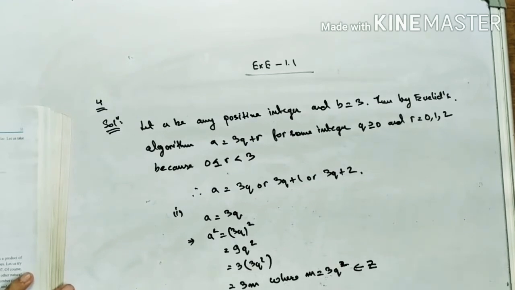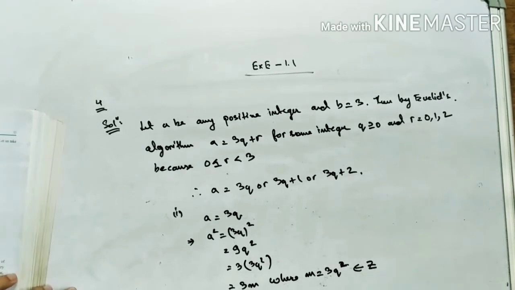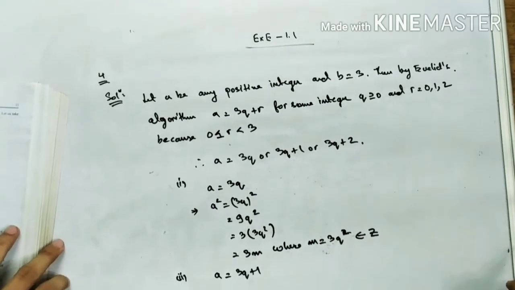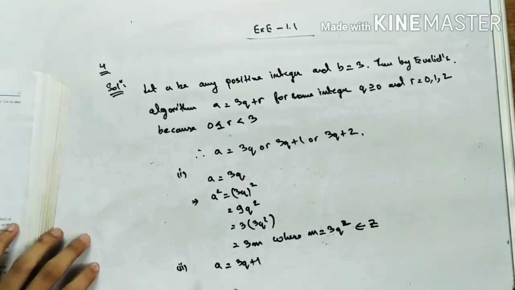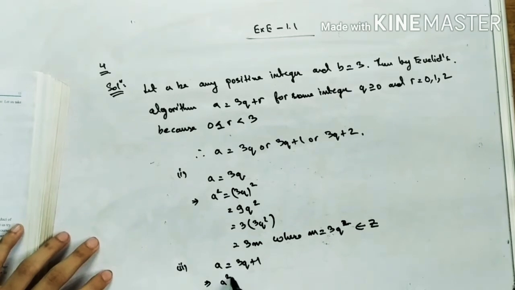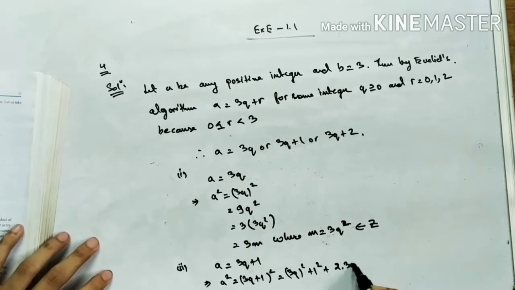Finished. Next again, case 2. Now this time I will take a is equal to 3q plus 1. Squaring both sides, a square is equal to 3q plus 1 the whole square. So I will get 3q the whole square plus 1 square plus 2 into 3q into 1. This is 9q square plus 1 plus 6q.